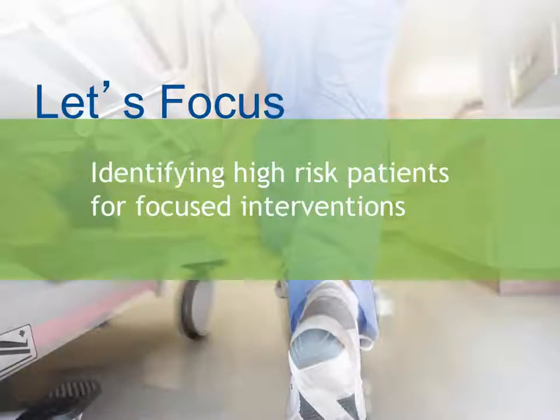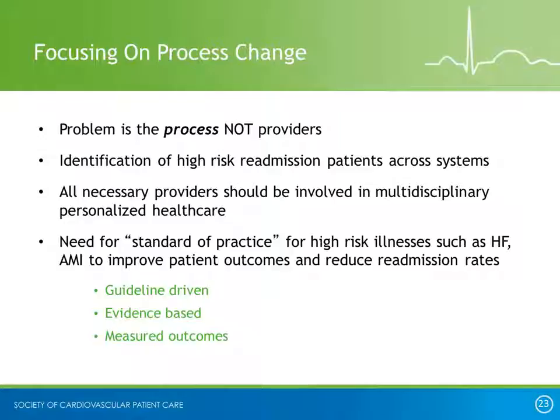So let's focus on identifying high-risk patients for focused interventions within your organization. We want to focus on process change. The problem is the process, not our providers. Identifying high-risk readmission patients across your systems becomes very crucial. All necessary providers should be involved in a multidisciplinary personalized healthcare plan for each patient. There is by all means the need for standard of practice for high-risk illnesses such as heart failure and AMI to improve patient outcomes and reduce readmission rates, as well as reducing length of stay and 30-day mortality.